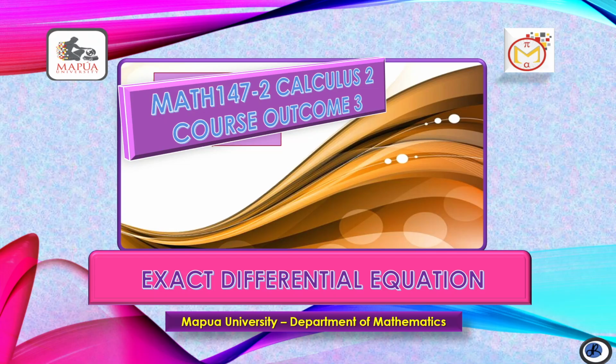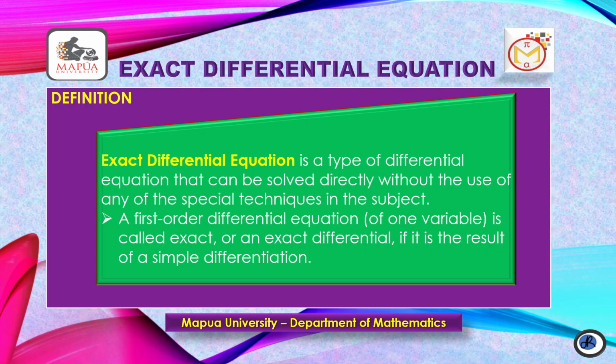Another type of differential equation. This time we will discuss the exact differential equation. The idea is that if a given differential equation has variables that can be separated, we'll simply separate the variables. Or if the variables cannot be separated, we can check if the given differential equation is a homogeneous equation.